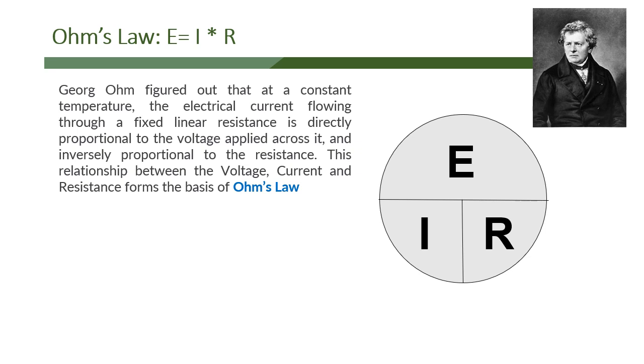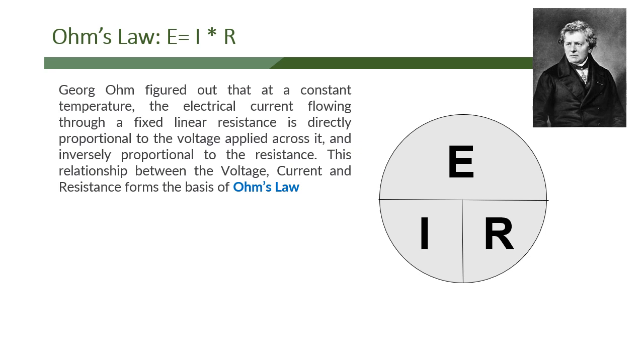Now we're going to talk about Ohm's law, which is E equals I times R, remembering that E is voltage and I is current and R is resistance in ohms. So George Ohm figured out that at a constant temperature, the electrical current flowing through a fixed linear resistance is directly proportional to the voltage applied across it and inversely proportional to the resistance.